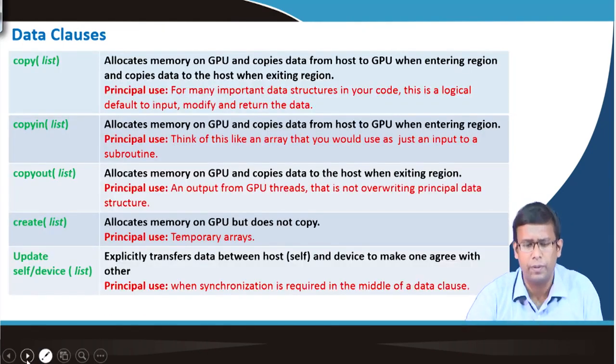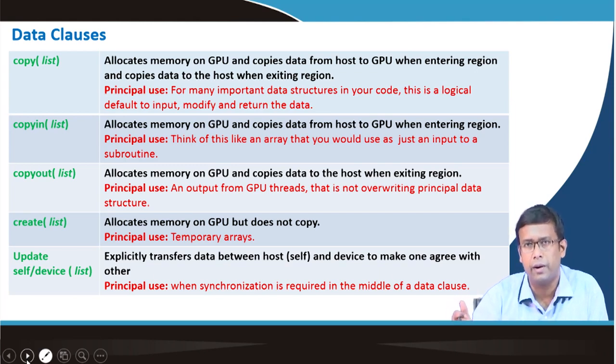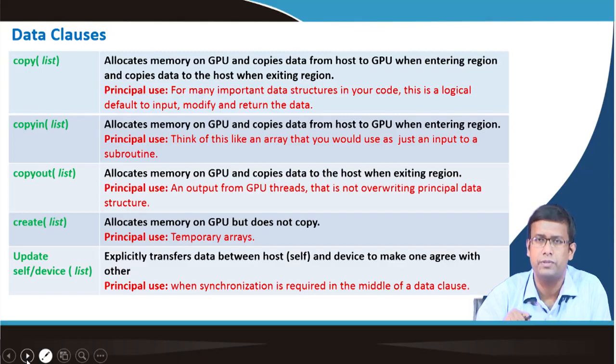These are the clauses. Copy tells that memory is allocated on the GPU, and data will be copied from CPU to GPU and GPU to CPU as required. The copy from CPU to GPU will be done when entering the parallel part. After the parallel part, it will be copied from GPU to CPU. So both CUDA memcpy host to device and device to host are taken care of.